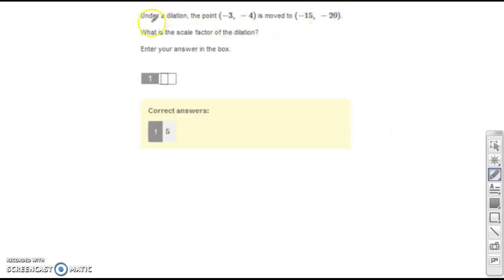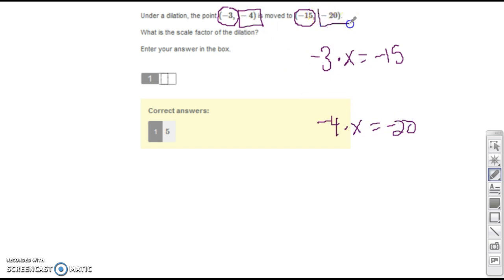All right. For this one, under a dilation, the point -3, -4 is moved to -15, -20. What is the scale factor of the dilation? In other words, what are we multiplying by to turn -3 into -15? So you're asking yourself, -3 times what equals -15? And same thing for the 4. You're asking yourself, -4 times what equals -20? And you can either write out the equation and solve the equation, or you could probably do this in your head, and most of you will figure out that you're multiplying by 5. If you can't automatically figure it out in your head, then by all means, write out the equation and solve it.